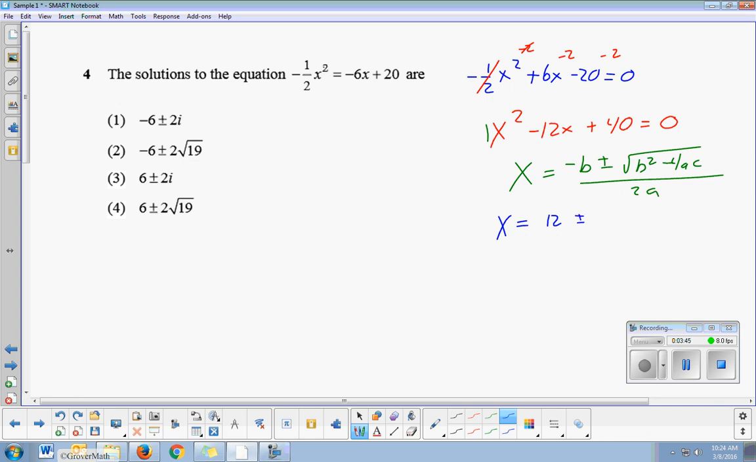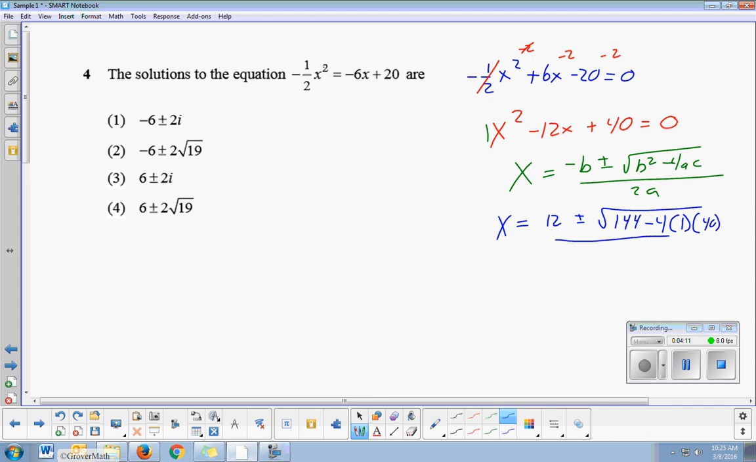Plus or minus b squared, which is negative 12 squared, and b squared is always a positive value, right? Because whether b is positive or negative, when you square it, it's going to be positive either way. 12 squared is 144, so is negative 12 squared. So that b squared term should always come out to be positive. And then it's a minus 4 times a, which is 1, which doesn't do anything, and then times c, which is positive 40.